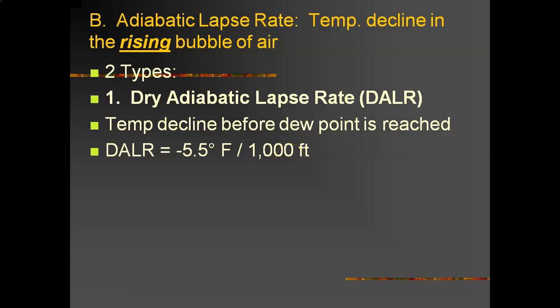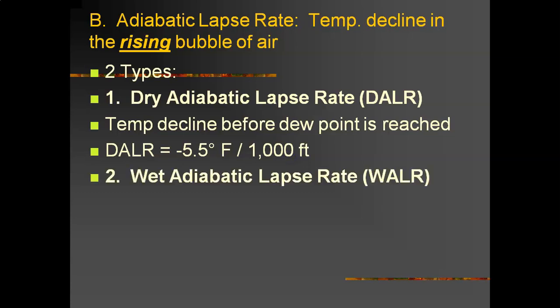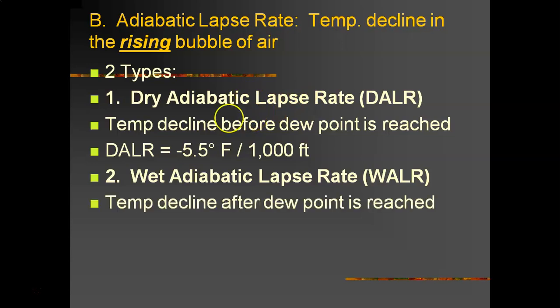Now, the second type of adiabatic lapse rate is called the wet adiabatic lapse rate, and we abbreviate it WALR. It's called the wet adiabatic lapse rate because this is the temperature decline after dew point is reached. This is when condensation is occurring. We still have the thermal rising and cooling, making the cloud. And so we're actually forming the cloud. And so we've got its own rate of temperature decline.